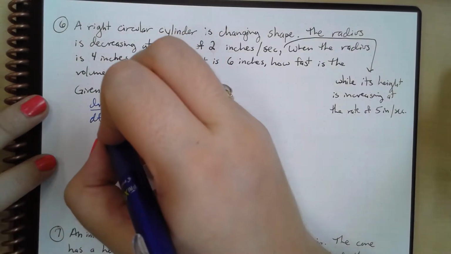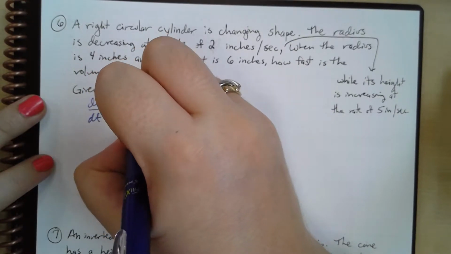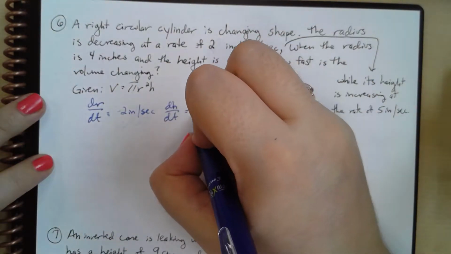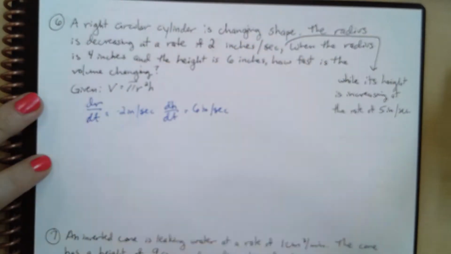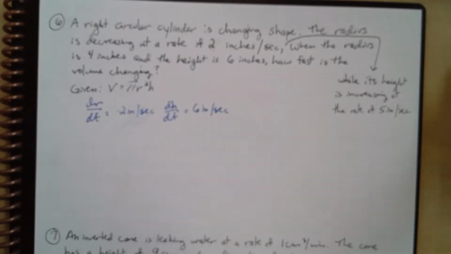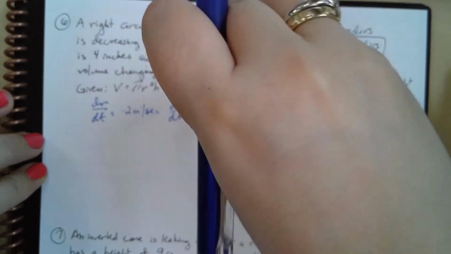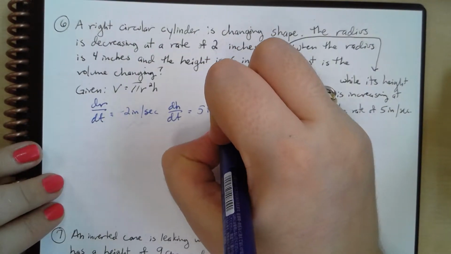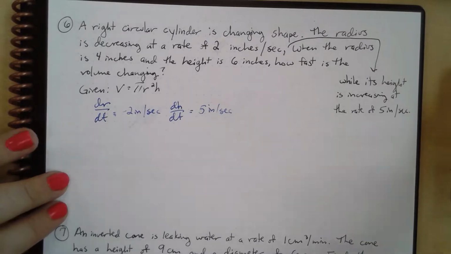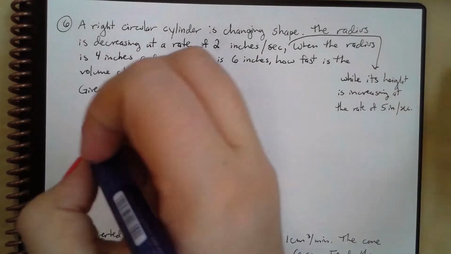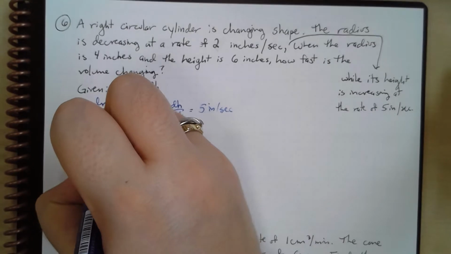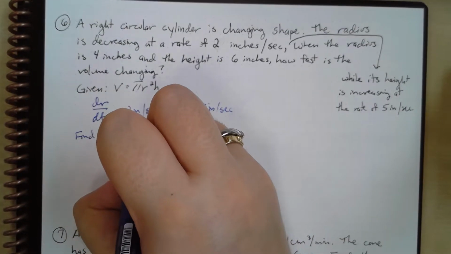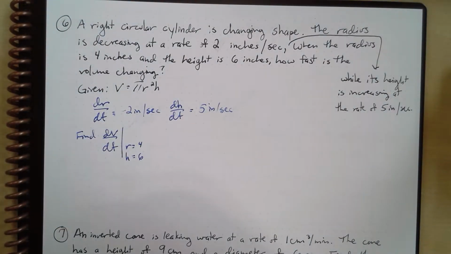Well, dr over dt is going to be negative 2 inches per second. And dh over dt is going to be 6 inches per second. So, oh, not 6, 5. Gosh, I must be tired at the end of the day to do this. 5 inches per second. So, we're going to find dv over dt. We want to find dv over dt when r is equal to 4 and h is equal to 6, right?